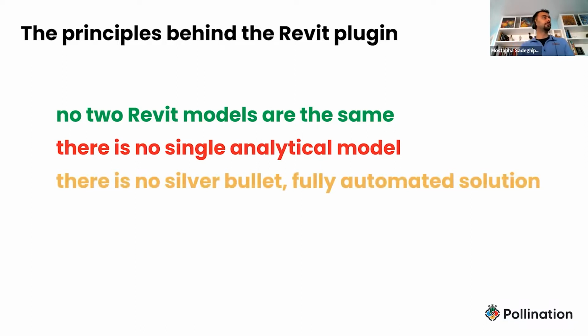Then there's no silver bullet fully automated solution. At least for now, I really encourage everyone to accept this and make their life easy. There's no silver bullet. It's okay. We get you 90% there, we get you 80% there, you save that much time and you fix 20%. And the more models we get, the better the plugin is going to be.